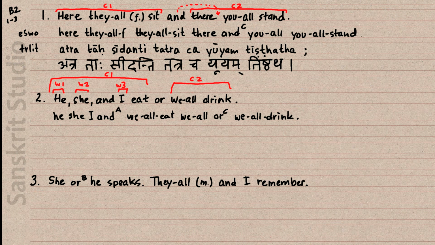Okay, and then we just do our transliterations. Saḥ, aham, cha. So we all eat, so it's khādati, but first person plural, khādāmaḥ. We all, vayam, or vā, we all drink, so it's pibāmaḥ.